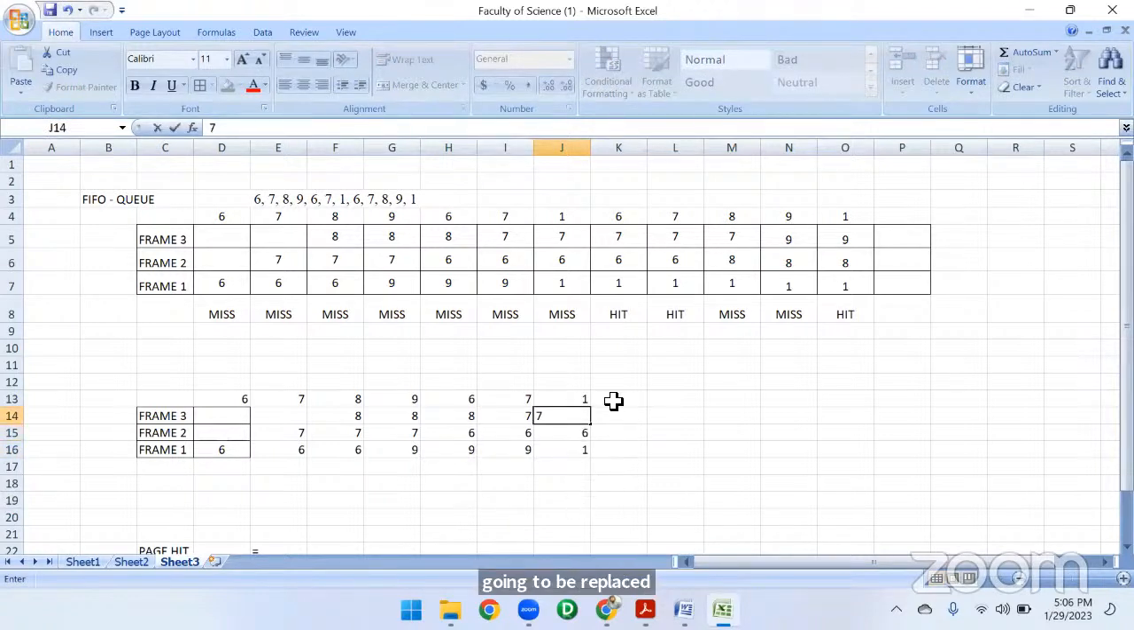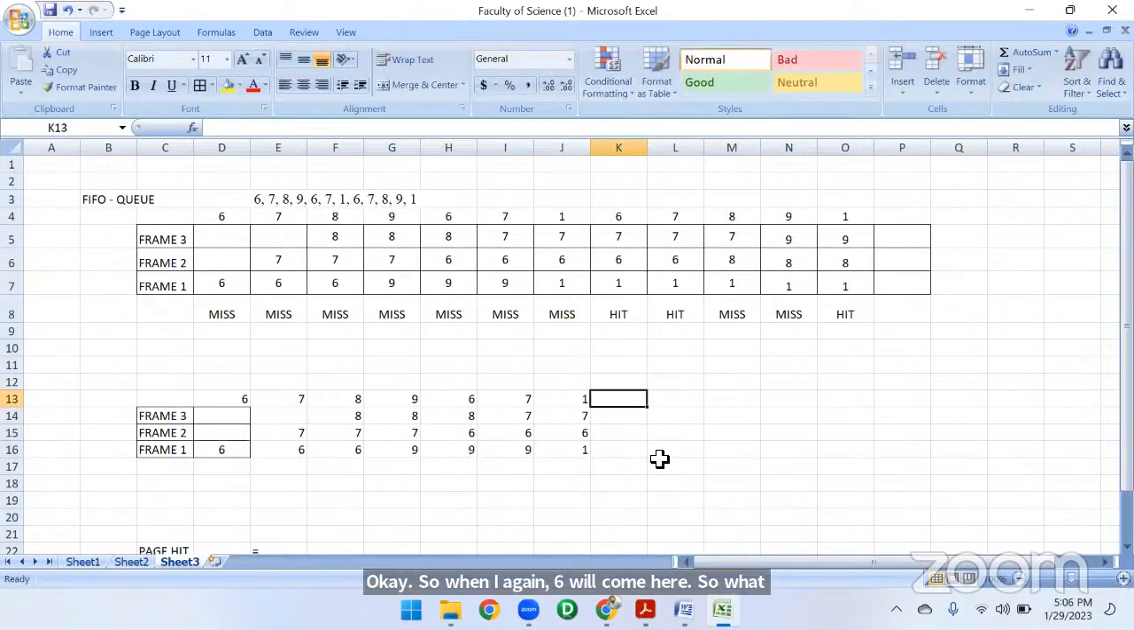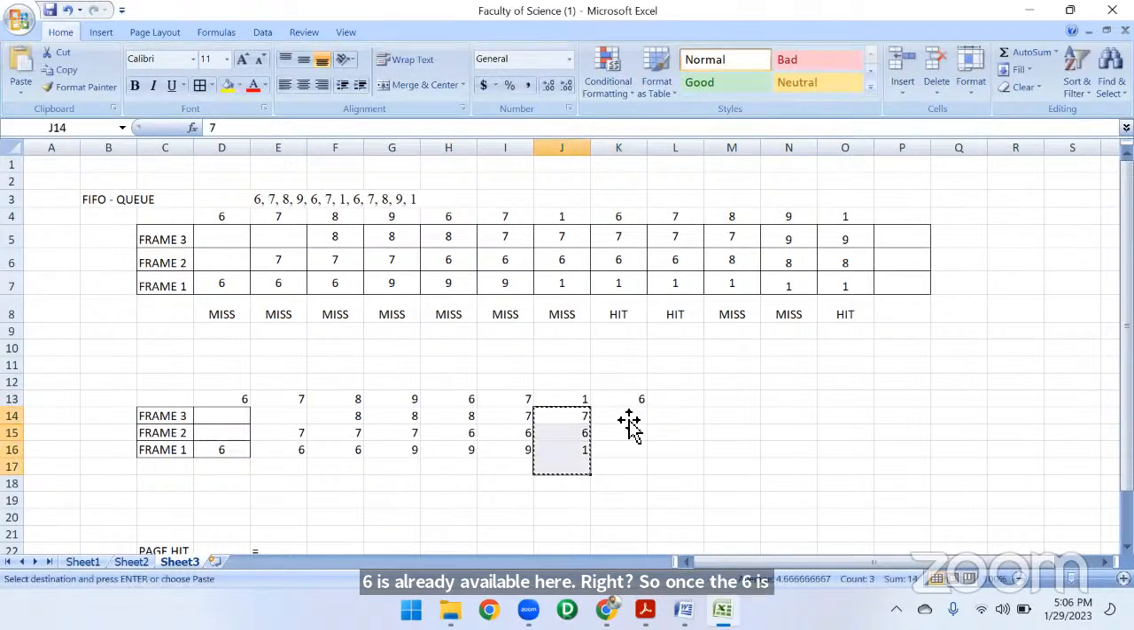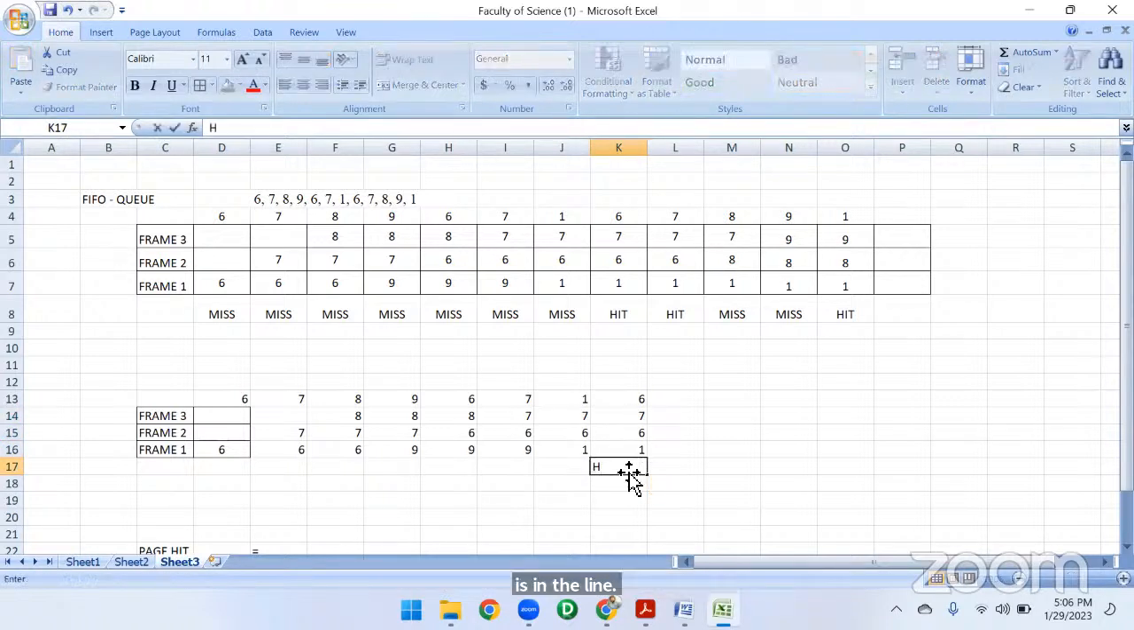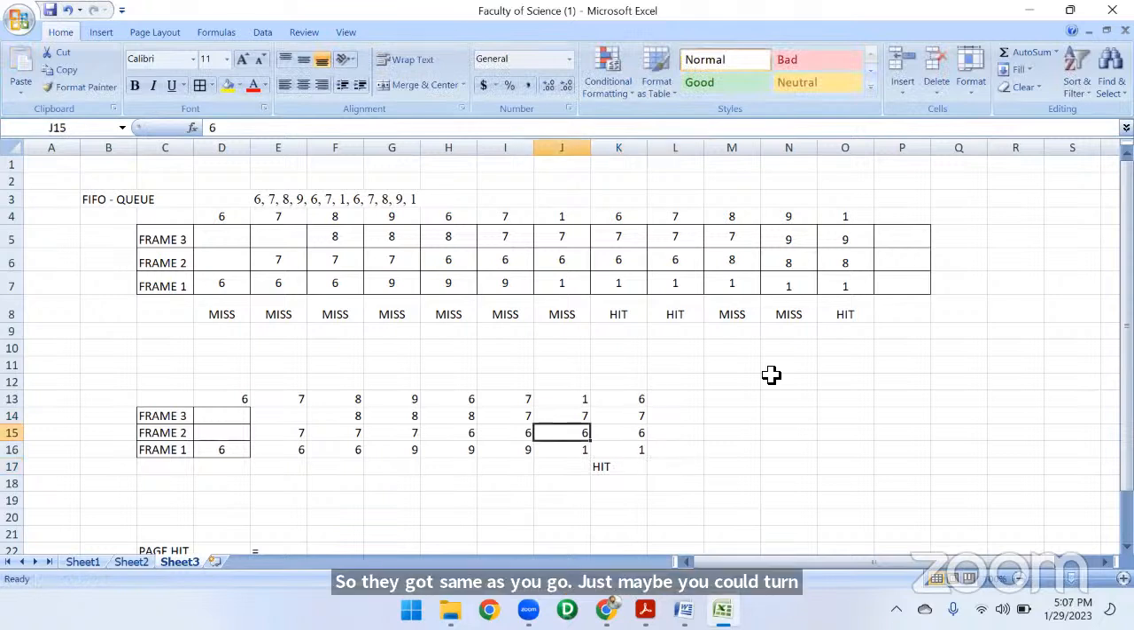Okay, so when again 6 will come here, what happens? 6 is already available here, right? So once the 6 is available here, no need to change anything. Already it is in the line. So it remains as is. We call this a hit. It is called a hit. Already available is known as a hit.